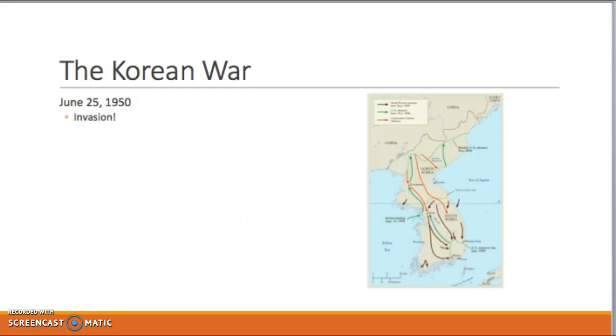On June 25, 1950, Kim decided to reunite the two Koreas at the barrel of a gun. With the support of the Soviet Union and Communist China, the North Korean army overwhelmed the forces of the ROK. Seoul was taken in 3 days, and the North Koreans continued to push south.